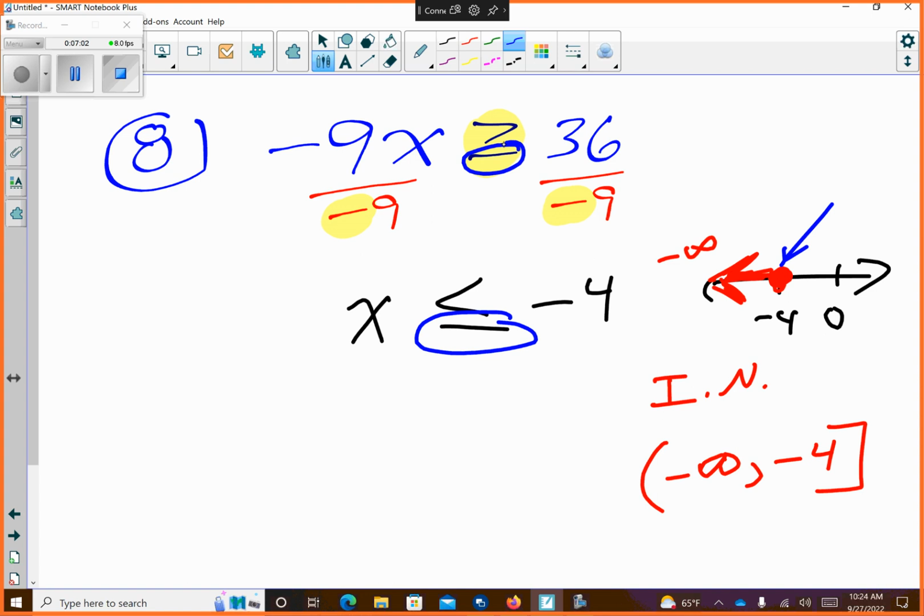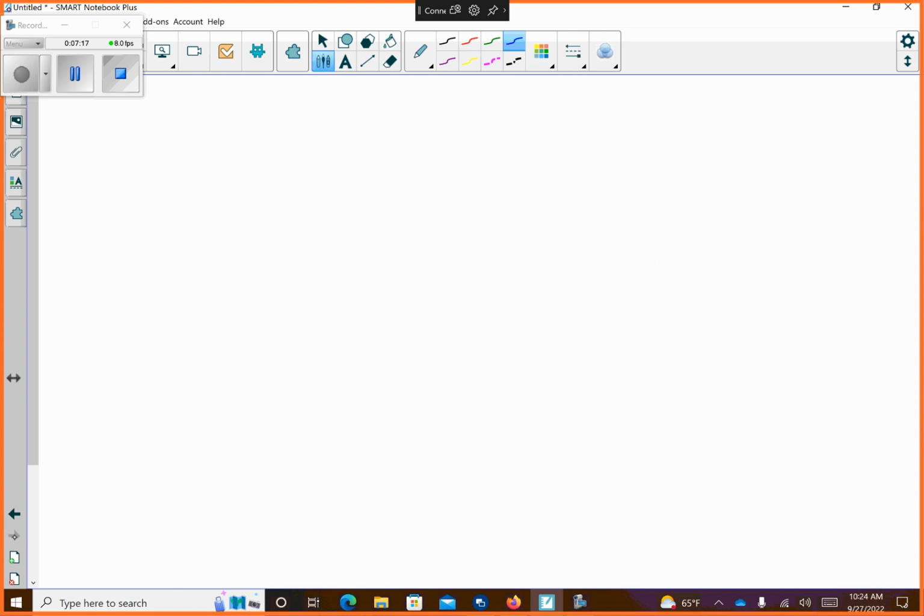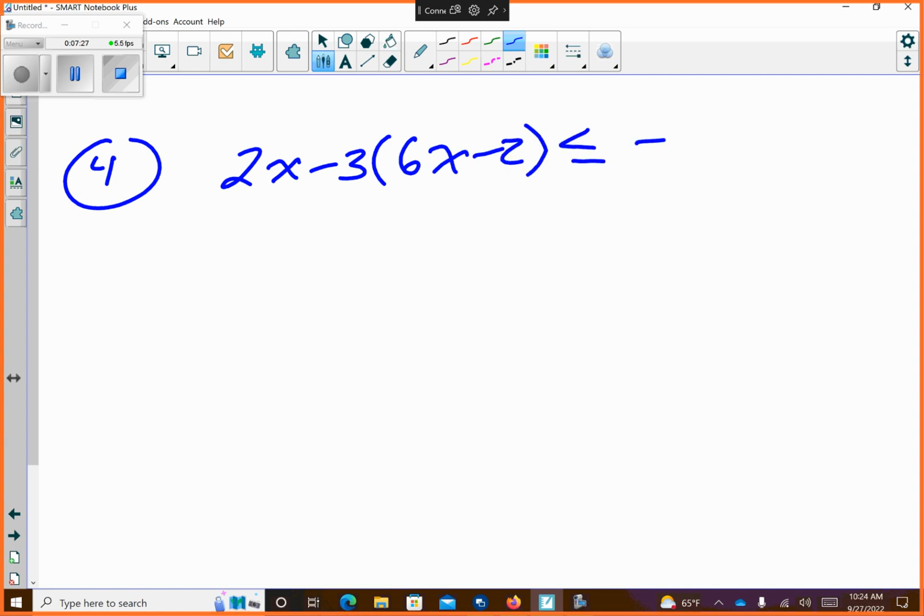Anything else off the homework we could go over? Go ahead, far side. Rice. 4? You got it. Number 4. 2x minus 3 times 6x minus 2 is less than or equal to -64. Okay?